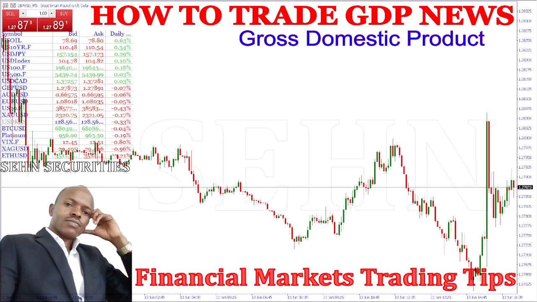Conversely, weak GDP growth or contraction may prompt central banks to lower interest rates so as to stimulate economic activity and, more significantly, encourage borrowing and spending.